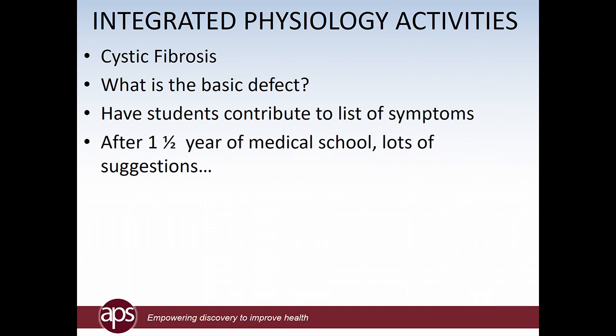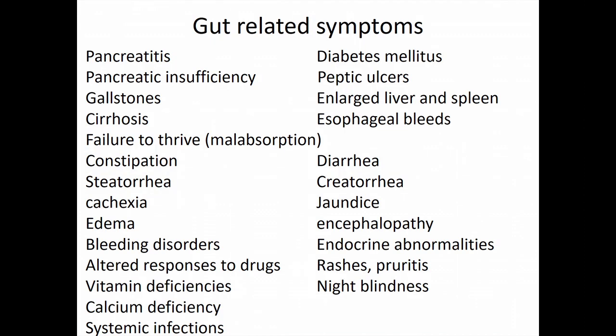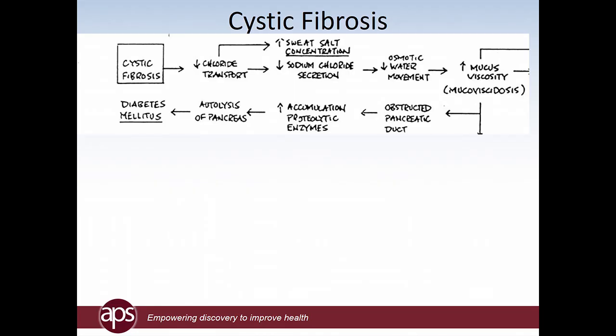And so I'll ask them, give me some of the symptoms, some of the things that you associate with cystic fibrosis. And here's a list that the students created. These are things they gave me. This is what I might see in cystic fibrosis. And so we'll make this extensive list of things, and I always get a kick out of the fact that night blindness is something you associate with a chloride defect. Why? Why is that a symptom? Well, then we'll begin to work through what's really going on.